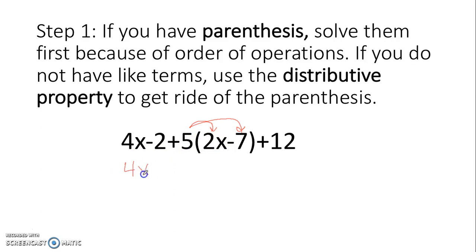So 4x minus 2. So then we have 5 times 2x is 10x, and since it's positive, we are plussing. And then we have 5 times negative 7, which is negative 35. Okay, and then bring that 12 down. So that's our first step in solving this multi-step simplifying expression.